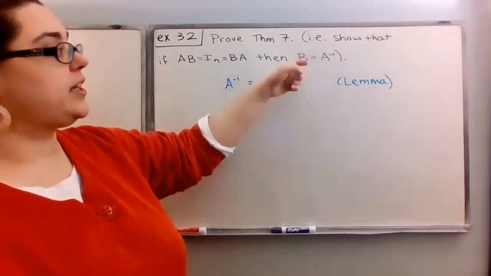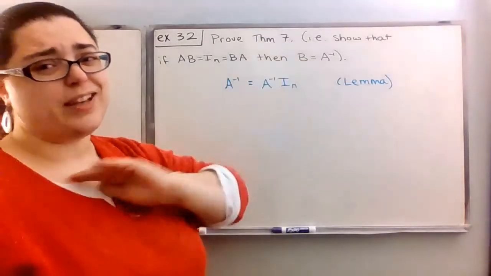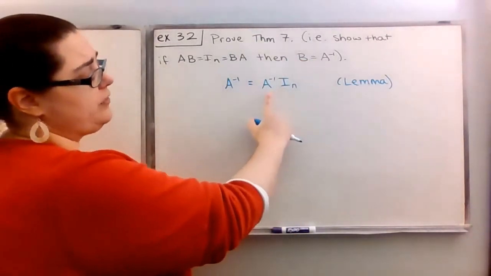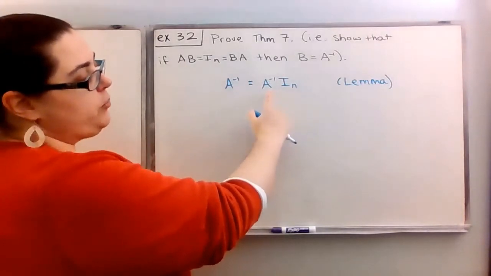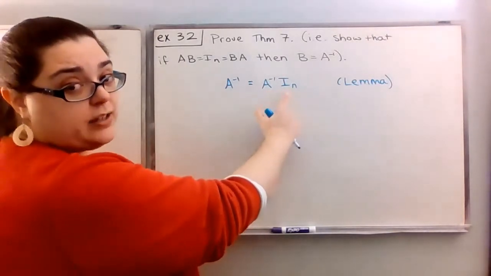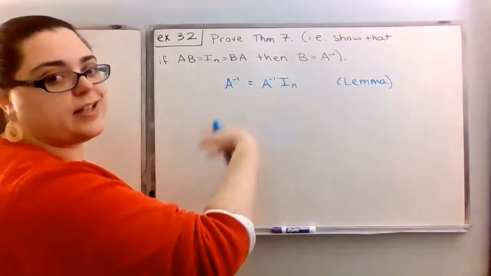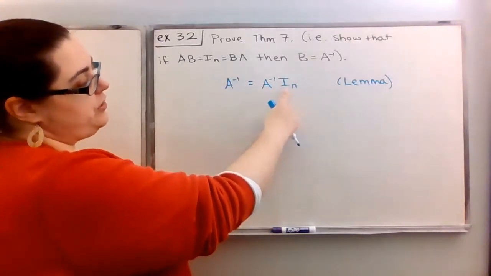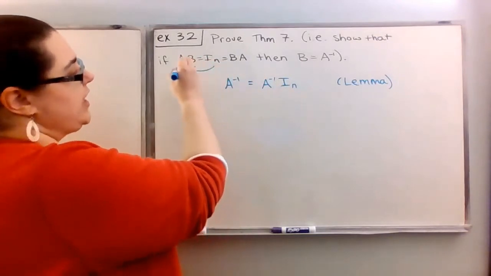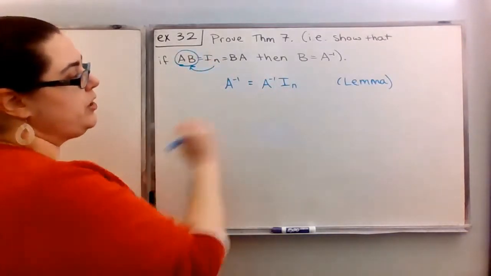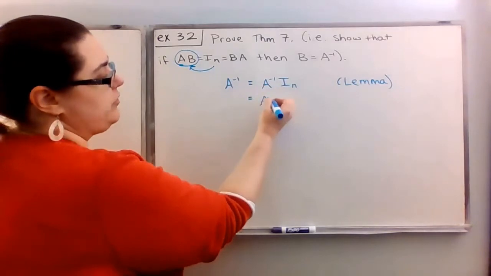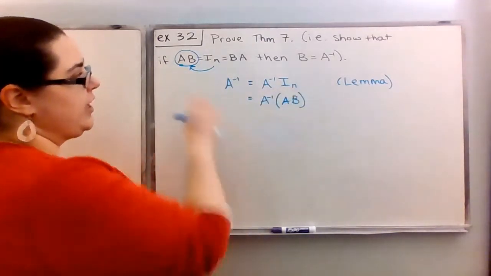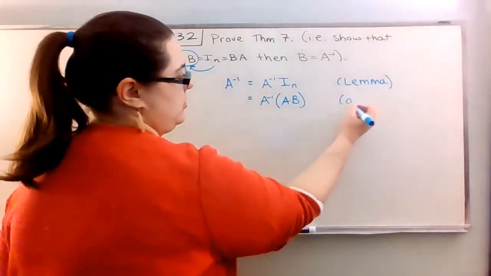What's important is which of these two I choose to use. My goal is to get B alone. So my goal is to get rid of A from the equation. Because I have an A inverse on the left, if I were to multiply A inverse by A, that would turn into the identity because that's the definition of the inverse. So I'm going to choose the definition of I_N that has the A on the left. So this is going to become A inverse AB. And that's by our given information.